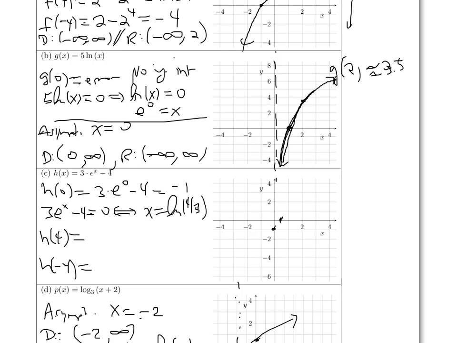So we could see what points we should plot for these two guys. So h of 4 is 3 times e to the 4th minus 4. And if you do that, it's approximately big. It's a big number. It goes off the screen. And h of negative 4 is 3 times e to the minus 4 minus 4, which is approximately negative 3.9. So that's down here.